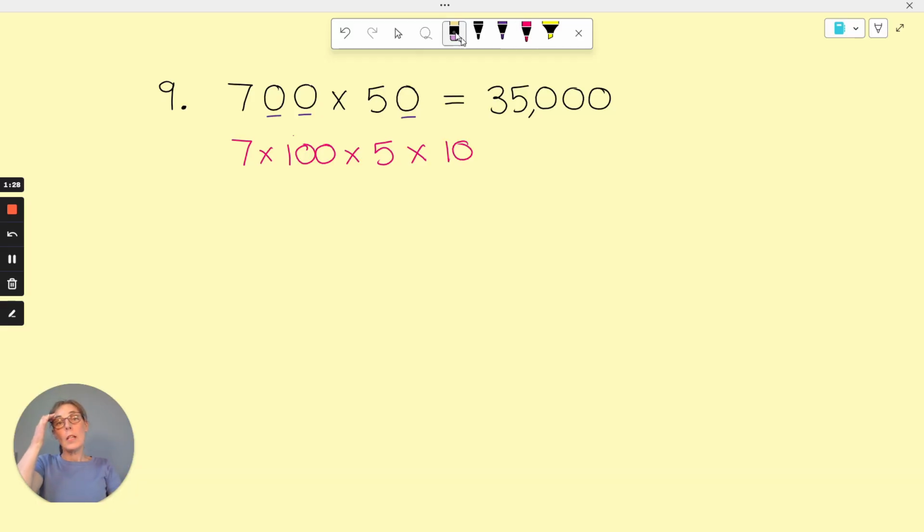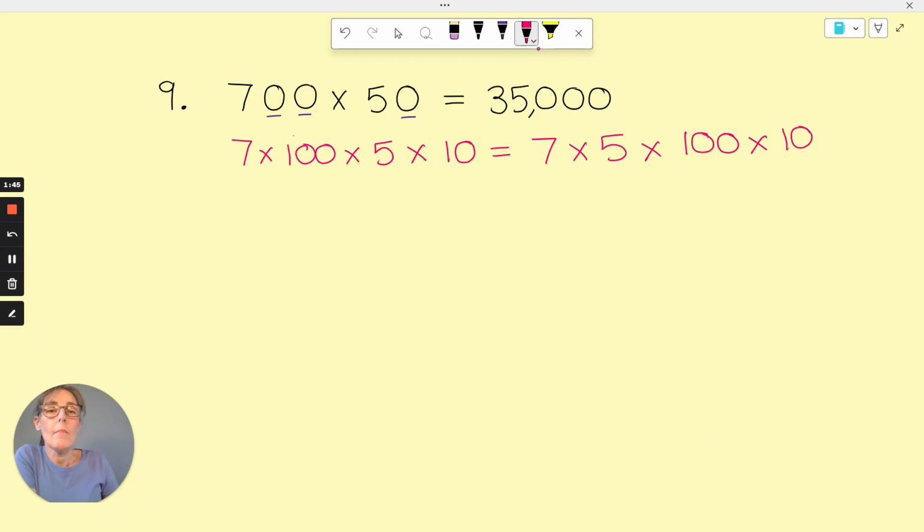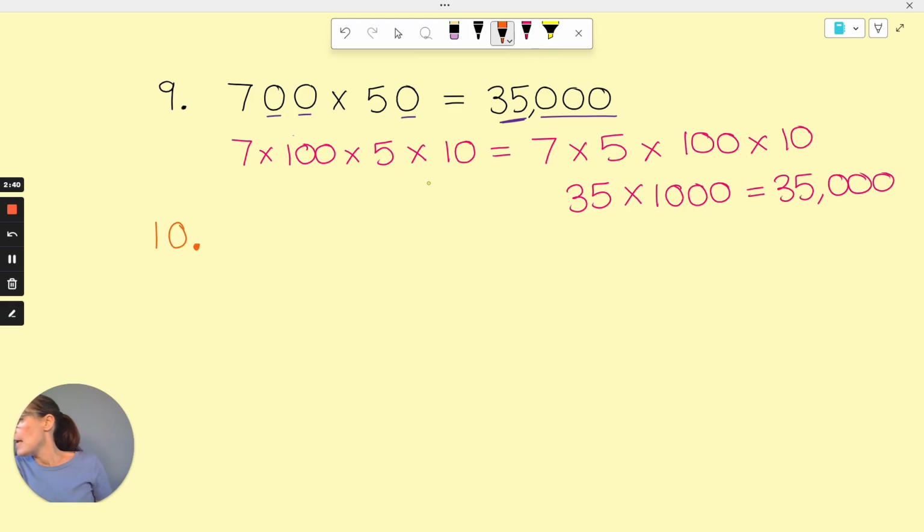7 times 100 times 5 times 10. And because you can put, I've done that again with the 0, haven't I? Not very good. All right. That's the same as saying 7 multiplied by 5 multiplied by 100 multiplied by 10. 7 times 5 is 35 multiplied by 100 times 10 is 1000. And 35 times 1000, well 35 times 1 is 35. So that's 35,000.